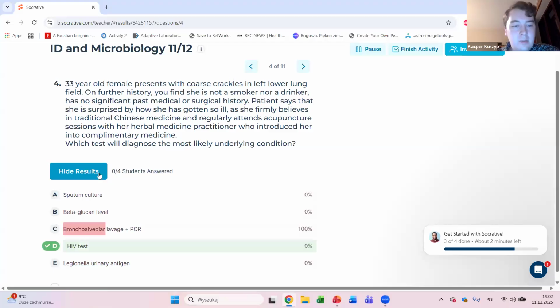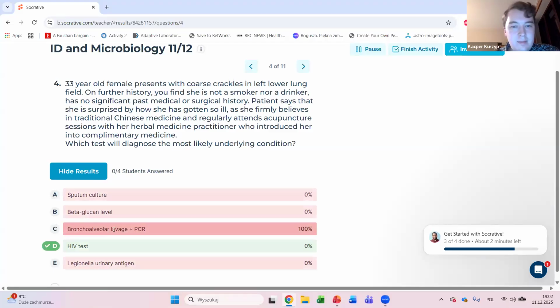Okay, let's have a look. Okay, again, very fair guess. And let's talk through everything. We have our 33-year-old female, coarse crackles in left lower lung field. You correctly identify that this is most likely community-acquired pneumonia.